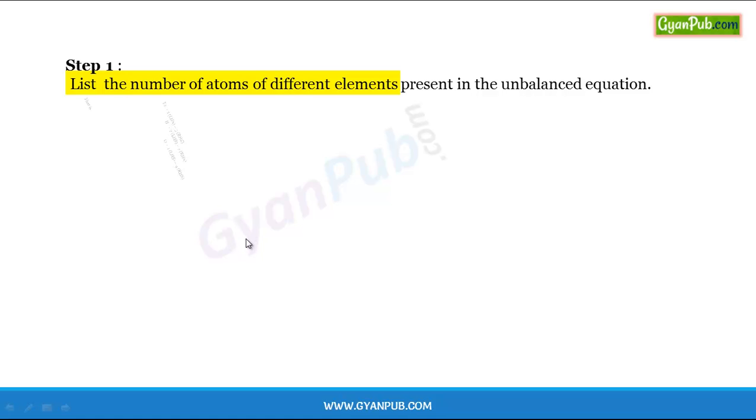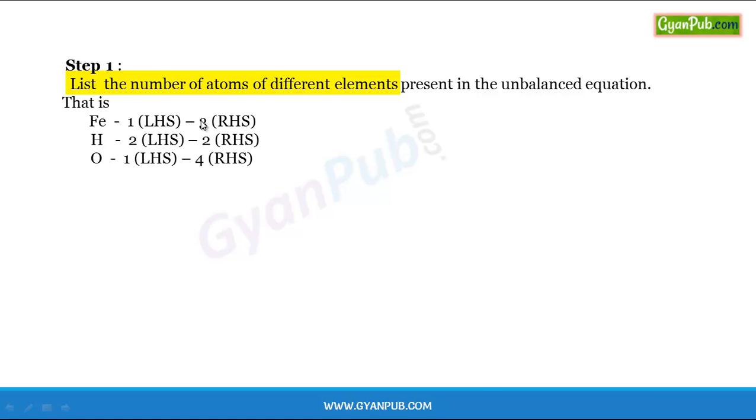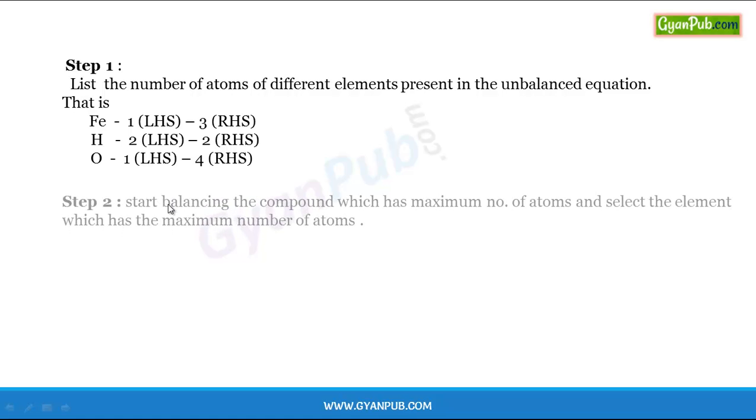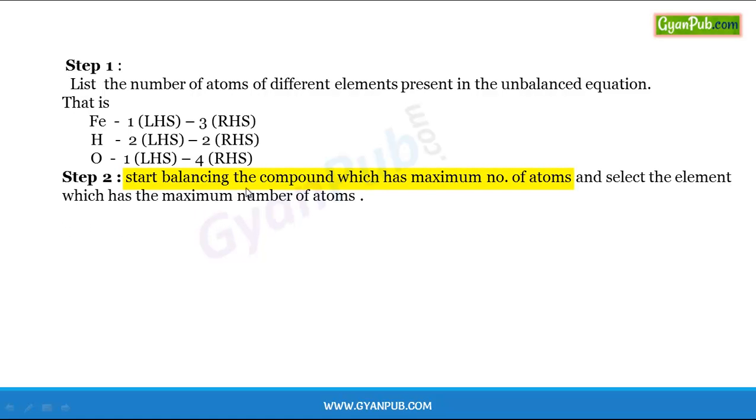The first step is to list the number of atoms of different elements present in the unbalanced equation. Here we have iron atoms: on the left hand side there is 1 atom and on the right hand side 3 atoms. For hydrogen there are 2 atoms on the left hand side and 2 atoms on the right hand side, and for oxygen there is 1 atom on the left hand side and 4 atoms on the right hand side of the equation.